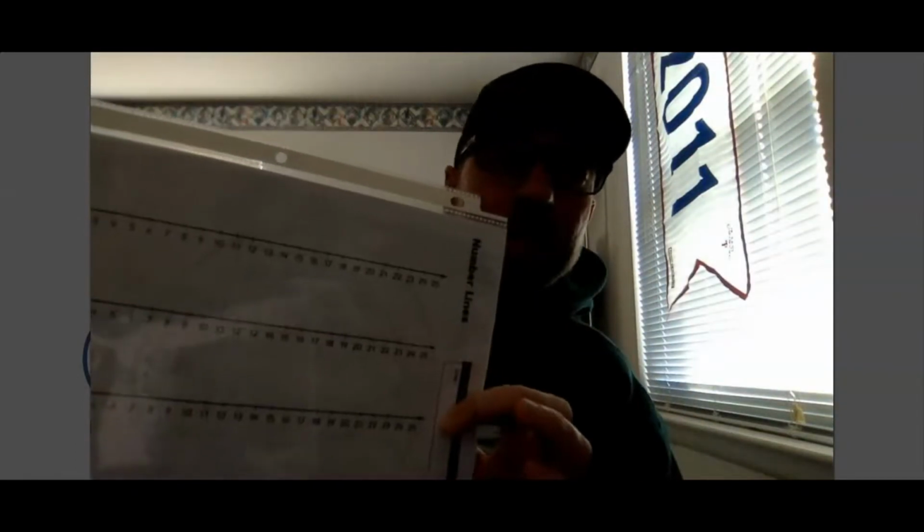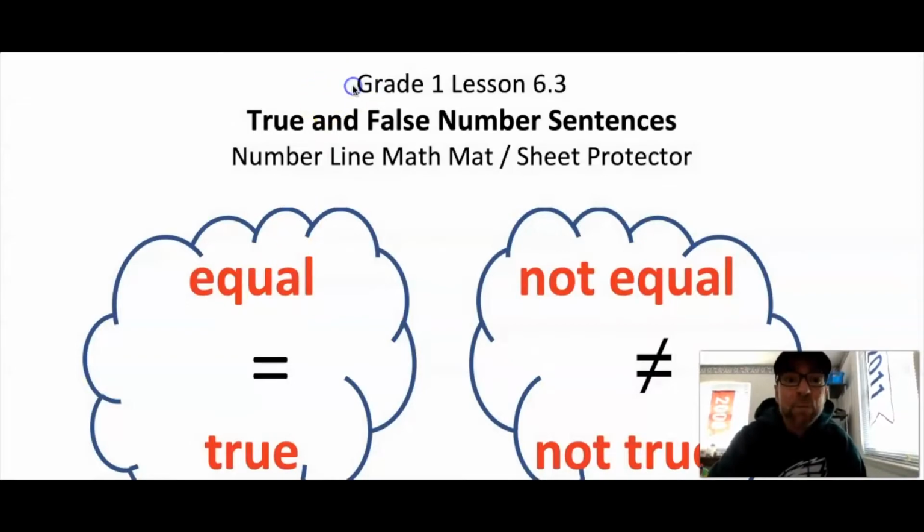It is that mathmat, has a bunch of number lines on it because today we're going to be taking a look at some number sentences, some number models, and we're going to see if we put two of them together. Will it be true or not true? So let's get started as I shrink myself into the corner. Today we are going to be doing grade 1, lesson 6.3, true and false number sentences. And you will need your number line mathmat placed in the sheet protector.